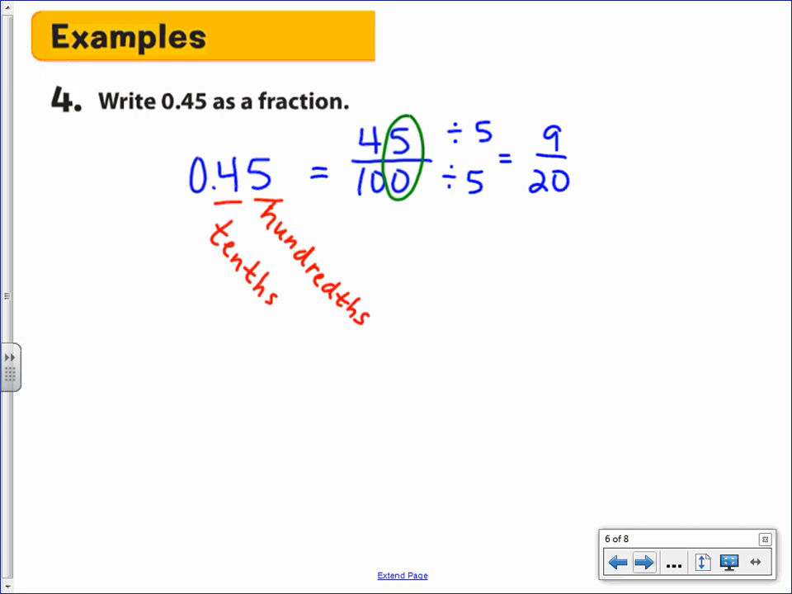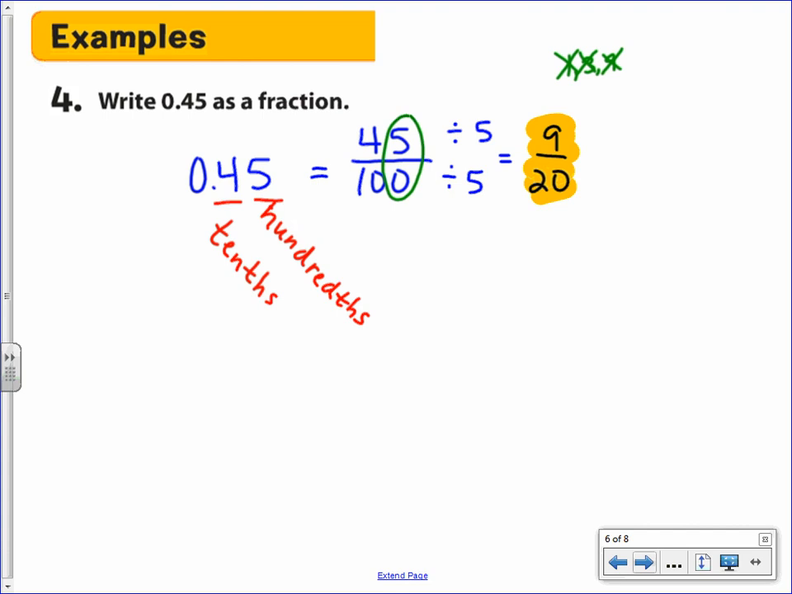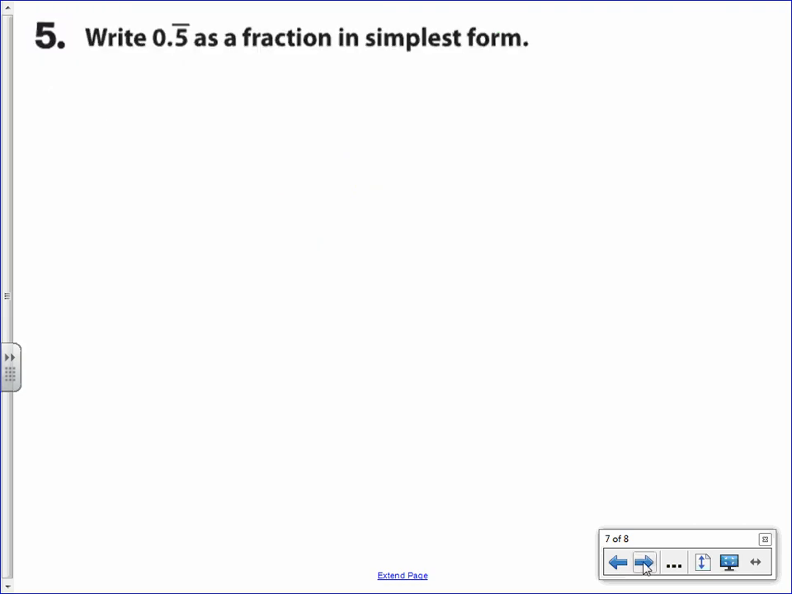The factors of 9 are 1, 3, and 9. 1 is not going to change it, 9 does not go into 20, and neither does 3. So I cannot reduce any further. My answer right here is 9/20ths. So when they ask me to write 45 hundredths as a fraction, I need to reduce it from the 45 hundredths that I might have written to begin with. Has to be reduced. The next one says write 5/10ths repeating, or 0.5 repeating as a fraction in simplest form.